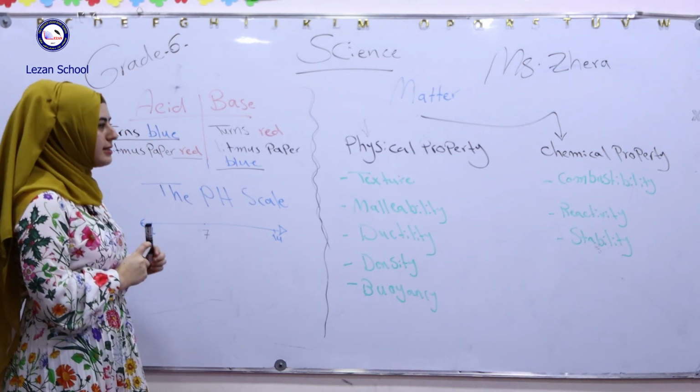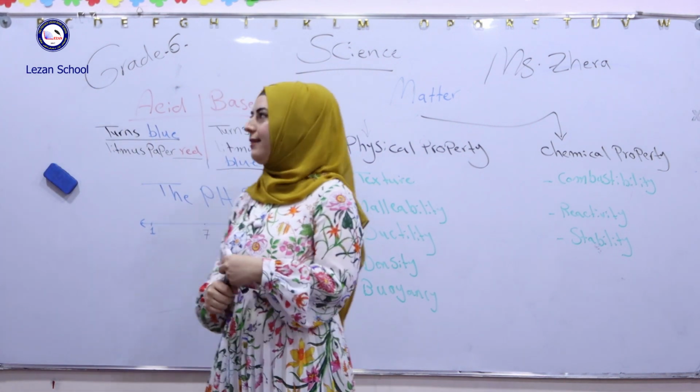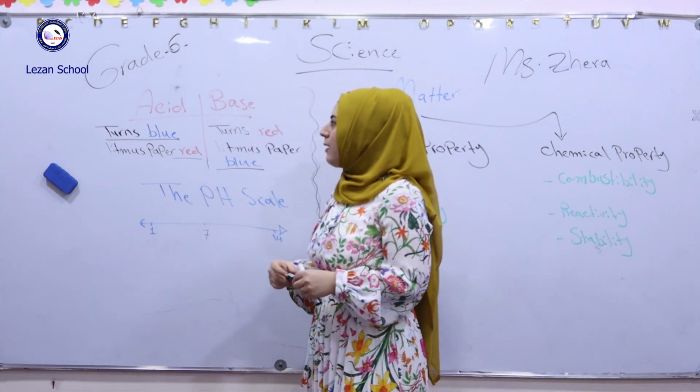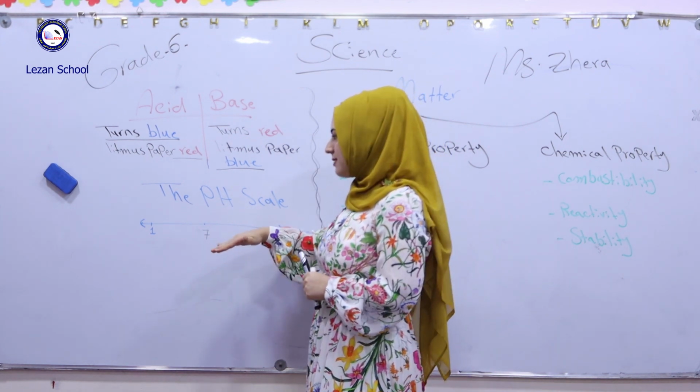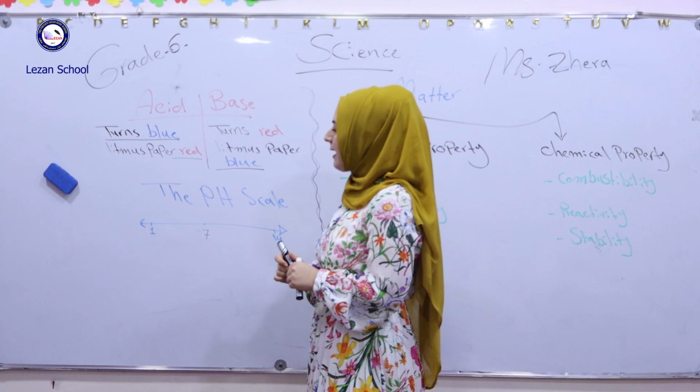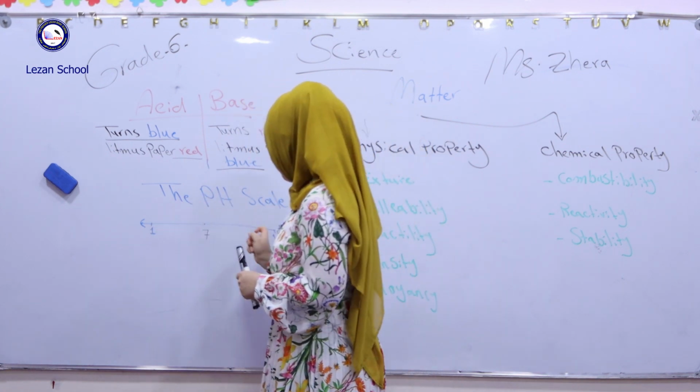Some examples of acids are orange, apple, and lemons. In the base, like glass cleaners. We have the pH scale. The pH scale is a scale that ranges between acid and base, starting from 1 till 14.